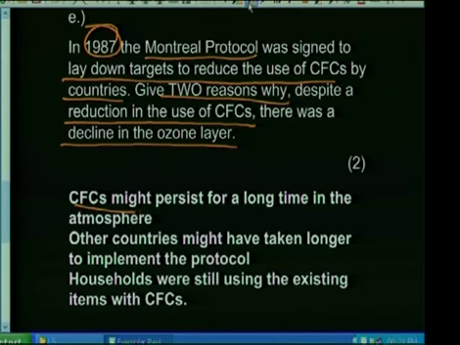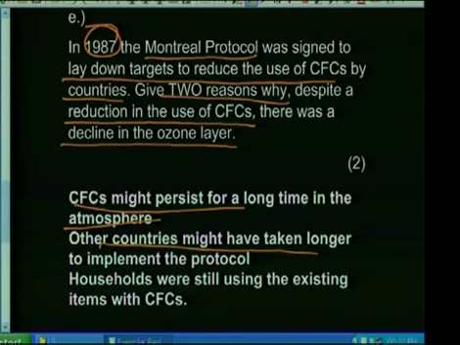Obviously, the CFCs may persist for a long time in the atmosphere. We may have stopped it, but they remained in the atmosphere, and they continue to react. And other countries might have taken longer to implement the protocol. I mean, look at South Africa and the DDT we were talking about earlier. In a similar fashion, other countries may have signed it. And remember, I'm not talking about the CFCs now. I'm just linking it to that story there. But in this question, we're talking of the CFCs. So in terms of that, this is what can happen.